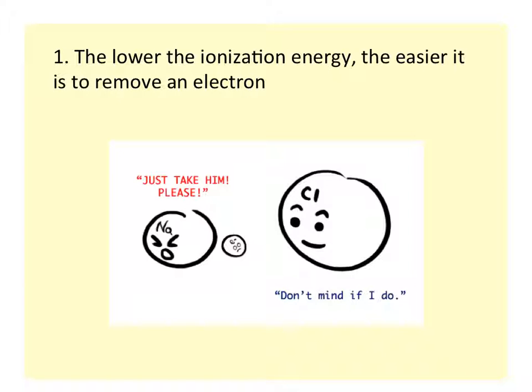In our example here, the atom sodium has a much lower ionization energy than does chlorine. Sodium is saying, here, please just take my electron away. And chlorine, with much higher ionization energy, doesn't want to lose it, but he says, ooh, yeah, I'll go ahead and grab your electron.